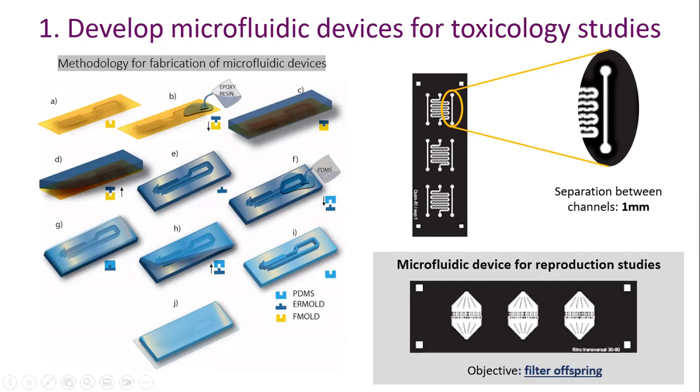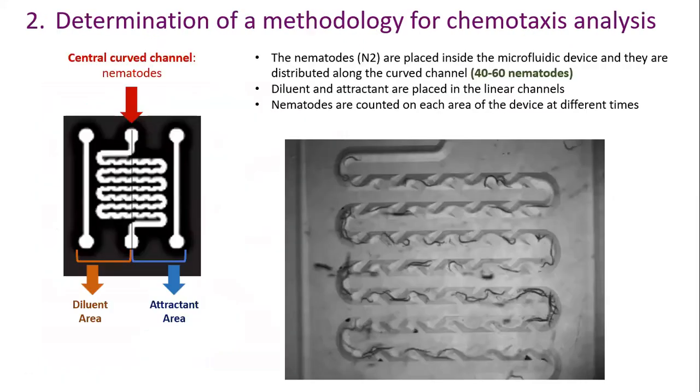Okay, following with chemotaxis, the second objective was to determine a methodology for chemotaxis analysis. The design consists of an intermediate curved channel in which the nematodes are placed. Besides, it has 2 separate straight side channels, one of them for the attractant and the other one for the diluent of the attractant. Therefore, the device is divided into 2 zones: the diluent area and the attractant area.